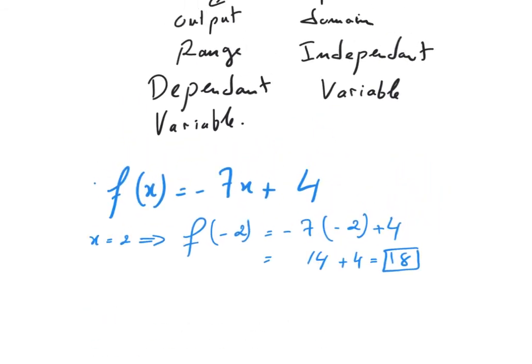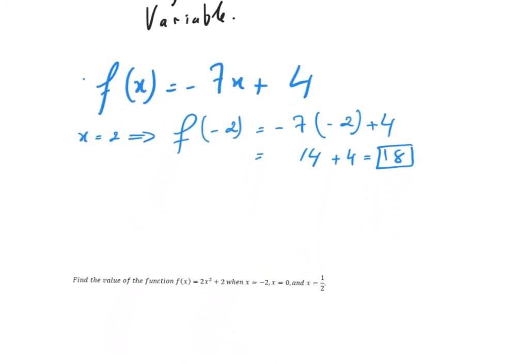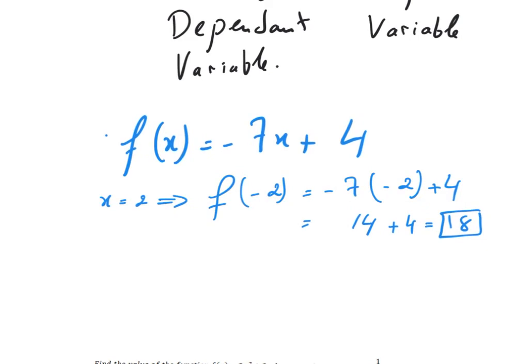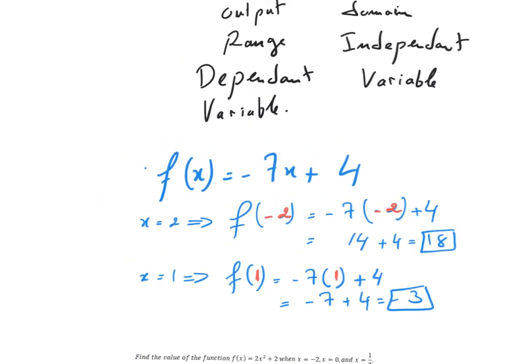Again, the next one, we have x equals 1. So we're going to substitute x by 1. So f of 1 is going to be negative 7 times 1 plus 4. Let me change the color here and put the 1 right here. So here we have negative 2, and here we have negative 2, so we can make it easy for everyone. Let's continue. Negative 7 times 1 is negative 7, plus 4, and the answer is negative 3.